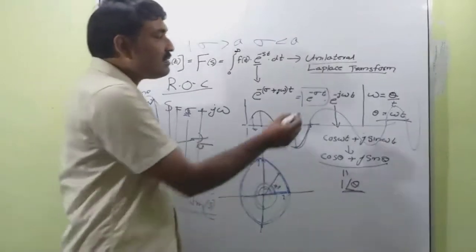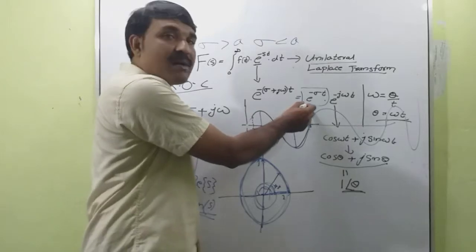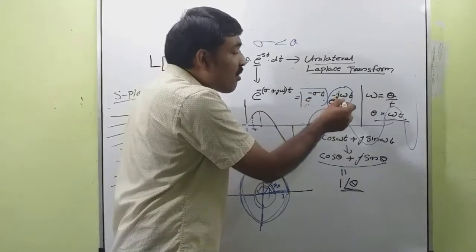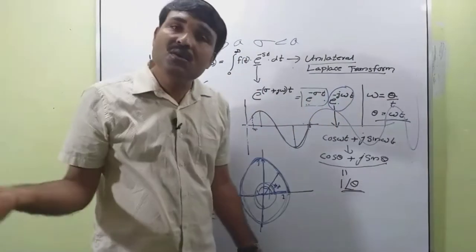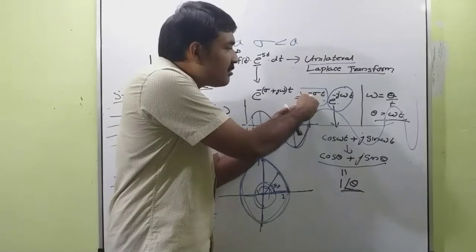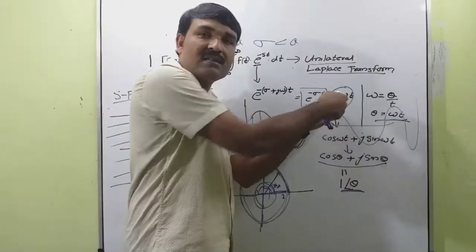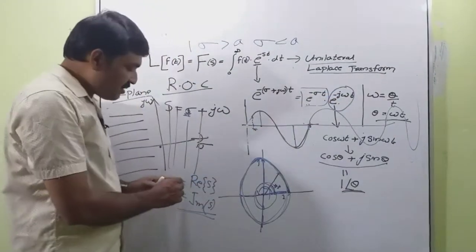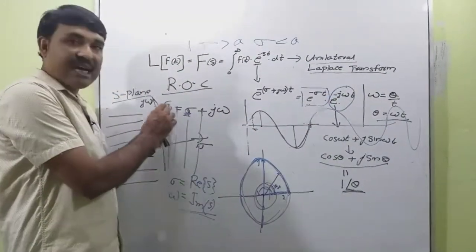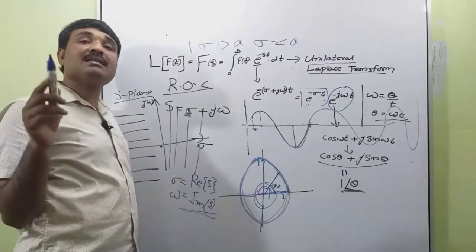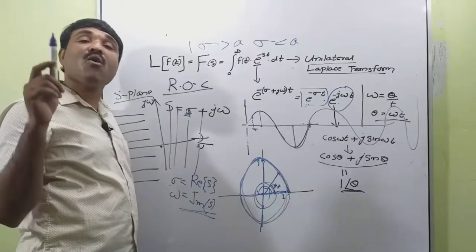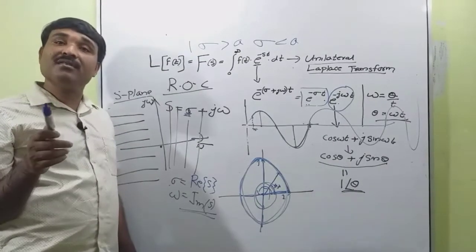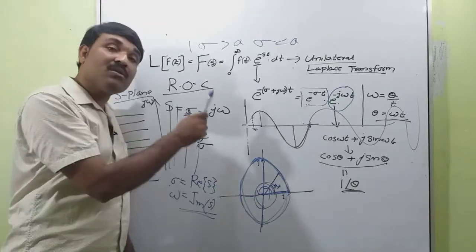Now when this term becomes 0, whatever may be the magnitude of this, 0 into whatever this magnitude, that becomes 0. When this becomes infinity, then whatever may be this, that is infinity into this value. So this sigma, that is the real part of the s variable or the real part of the complex variable, will determine the region of convergence. This is a concept you are going to use to find the region of convergence, and this concept is very, very much important.